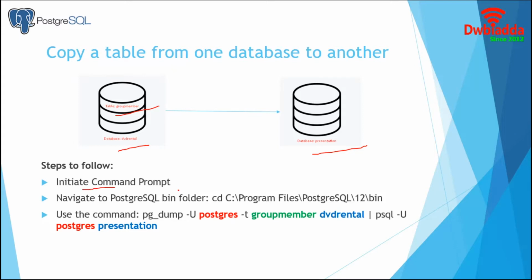We initiate the command prompt and navigate to the PostgreSQL bin folder using this cd command. In our case, the PostgreSQL bin folder is available in this location. After that, we execute this statement. It will start with pg_dump, then the user of the existing database, then the existing table name with the database name, then the pipe command, and finally the user name with the database name where we want to copy the table. Now we explain this practically.